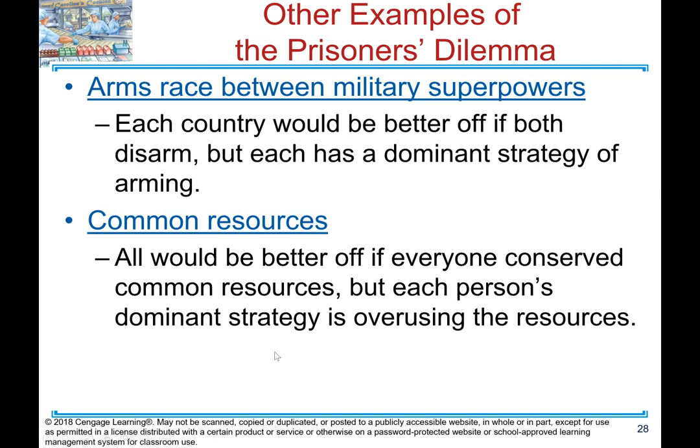Arms race between military superpowers. Each country would be better off if both disarm, get rid of all these nuclear weapons, but each has a dominant strategy to arm. What about common resources? All would be better off if everyone conserved common resources, but because of self-interest, each person's dominant strategy is to overuse the common resources. The tragedy of the commons we read about earlier on.